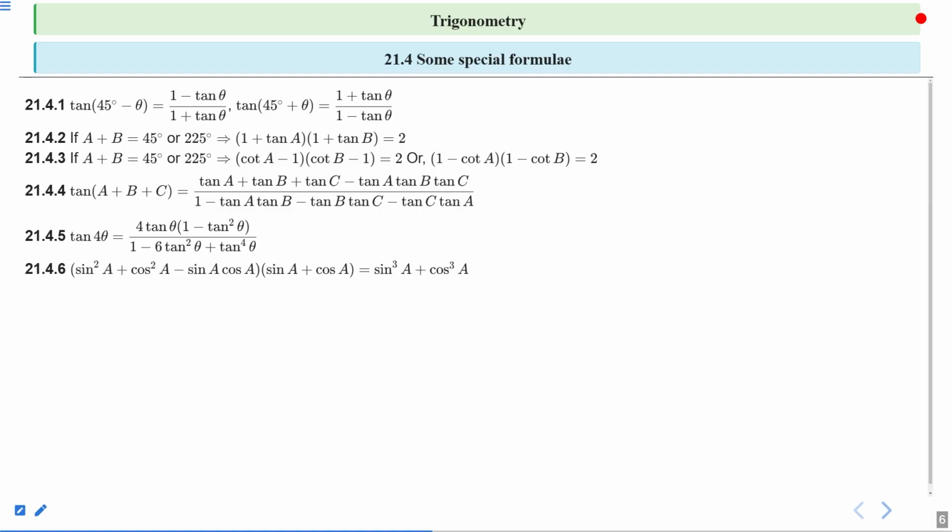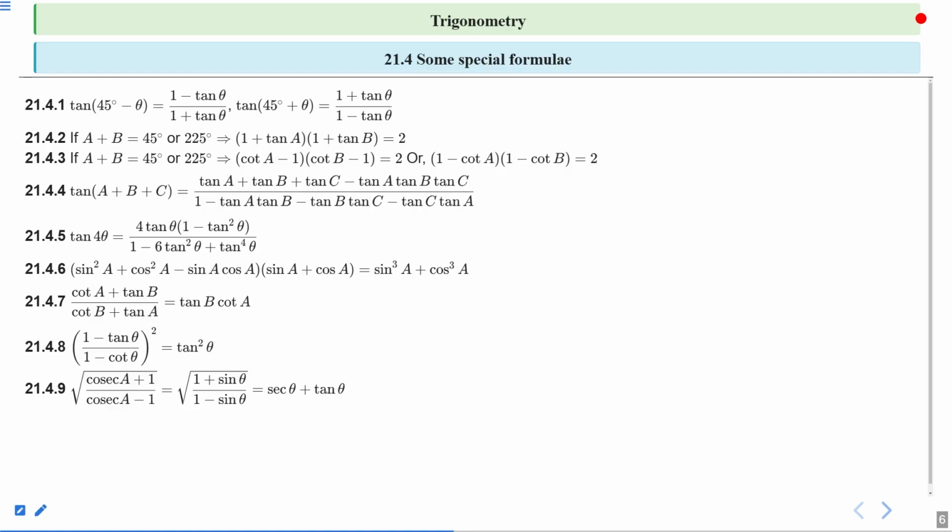Next one is (sin square A plus cos square A minus sin A into cos A) into (sin A plus cos A) equals sin cube A plus cos cube A. (Cot A plus tan B) upon (cot B plus tan A) equals tan B into cot A. Next one is ((1 minus tan theta) upon (1 minus cot theta)) whole square equals tan square theta.